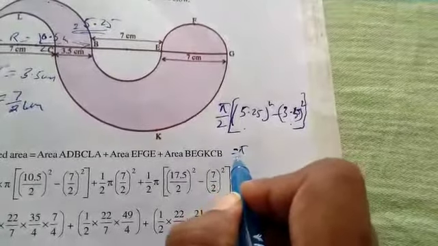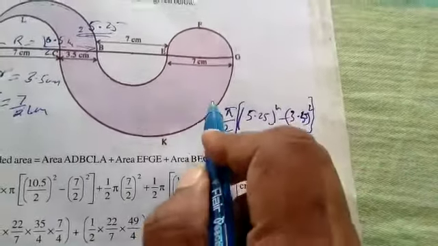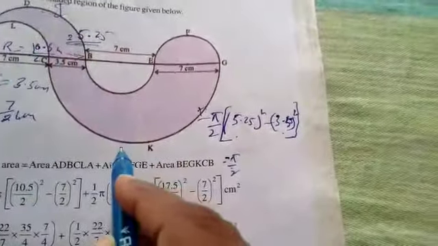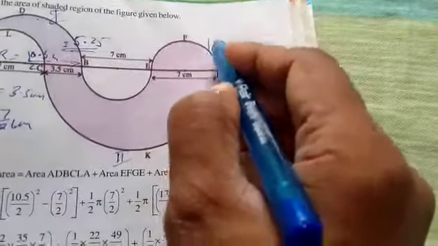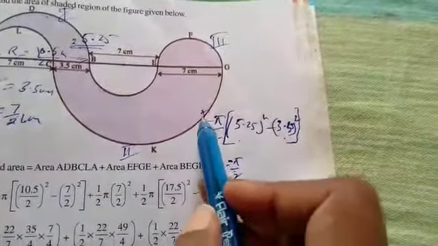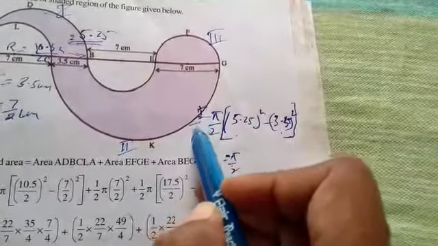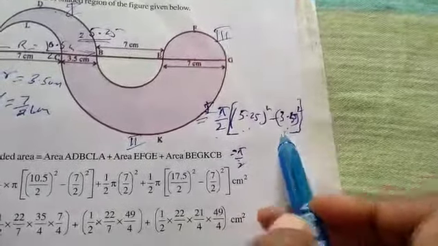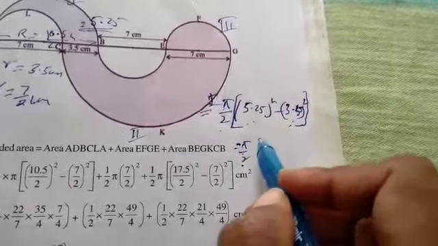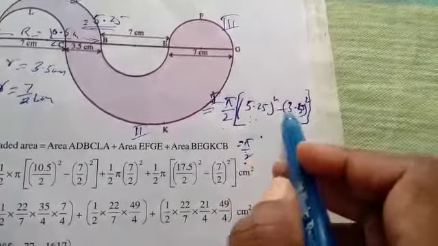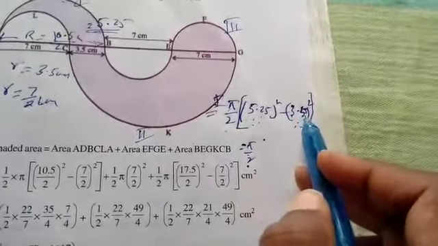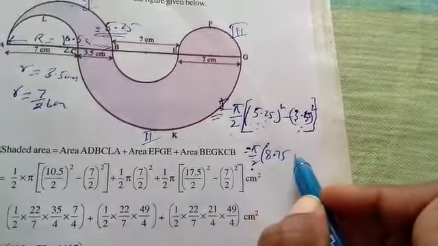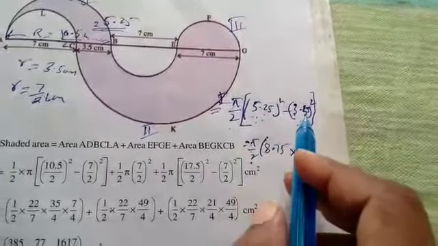So you can write the area of the first shaded region. I am dividing the shaded regions: this is the first one, this is the second one, and this is the third one. Suppose you want the first shaded region area, that is pi by 2 into capital R square minus small r square. So pi by 2 I have taken common. Now A plus B into A minus B: 5.25 plus 3.5 is 8.75, multiplied by A minus B.